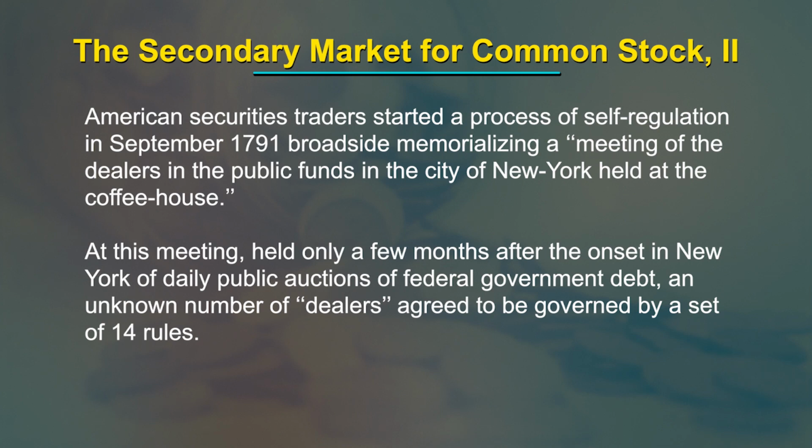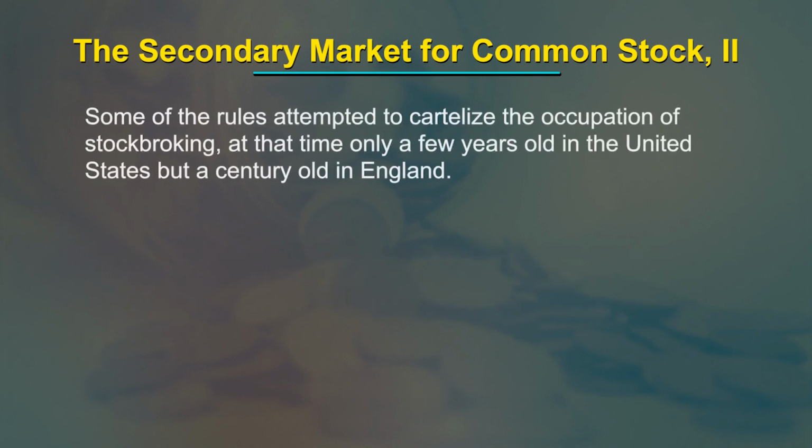14 rules. Some of these rules attempted to cartelize the occupation of stockbroking, which at that time was only a few years old in the United States. So America at that point in time was very new to this concept, while in England it was around a century old. We had the London Stock Exchange there and people were actively trading.